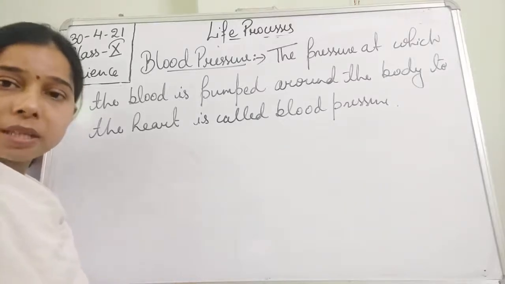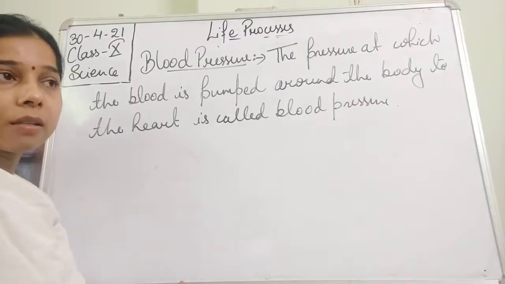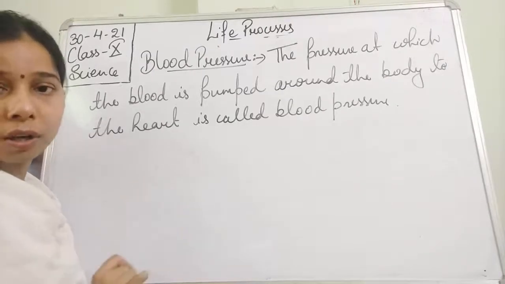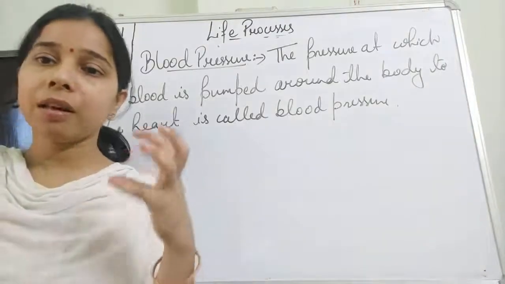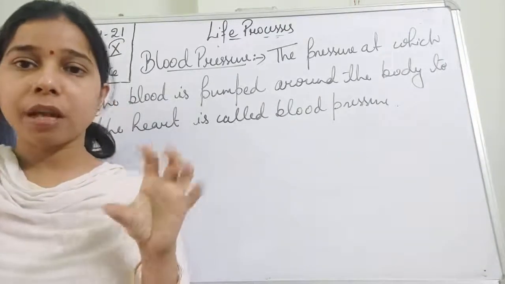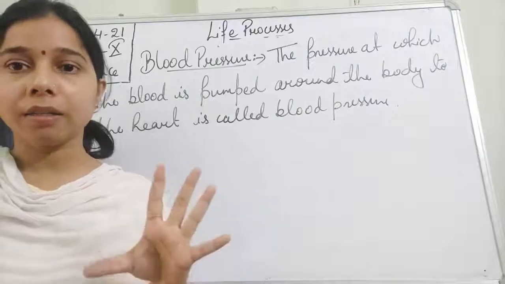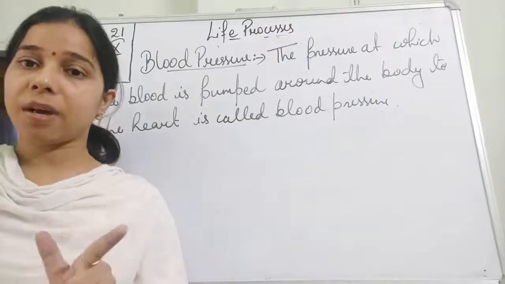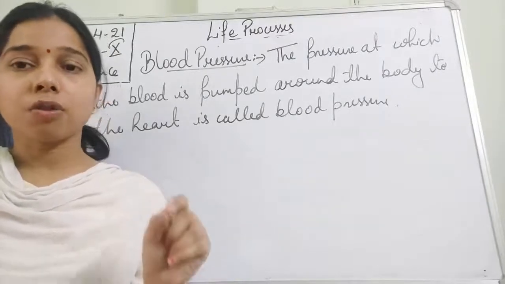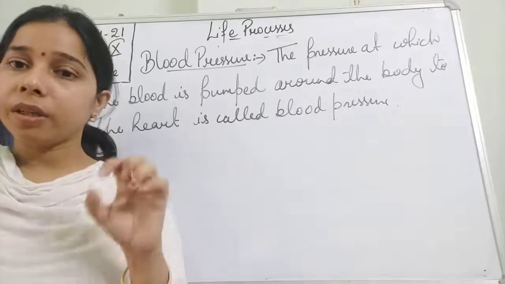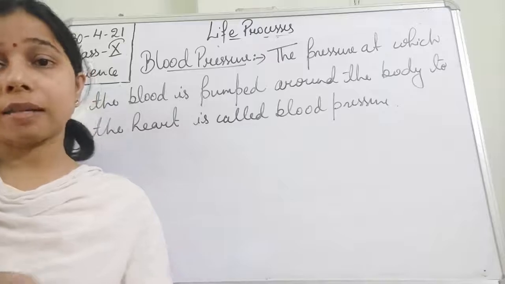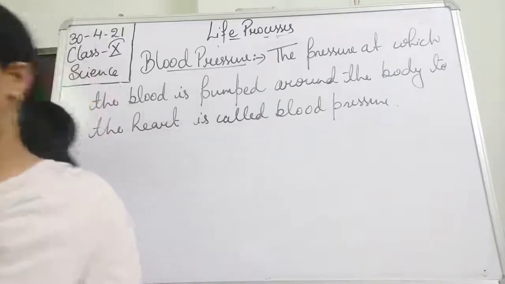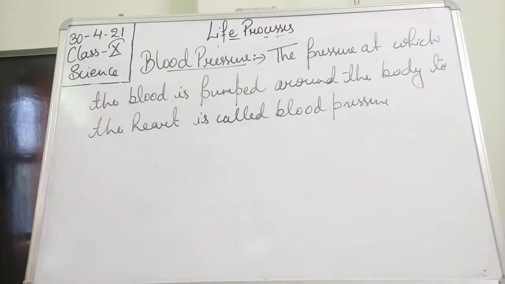Now it is basically divided into two types, that is diastolic and systolic pressure. What is the systolic pressure? When the heart contracts and throws the blood into the arteries with pressure, that pressure is called systolic pressure. And when it relaxes and receives the blood, that is called diastolic pressure. So let me tell you what the diastolic and systolic pressure are.